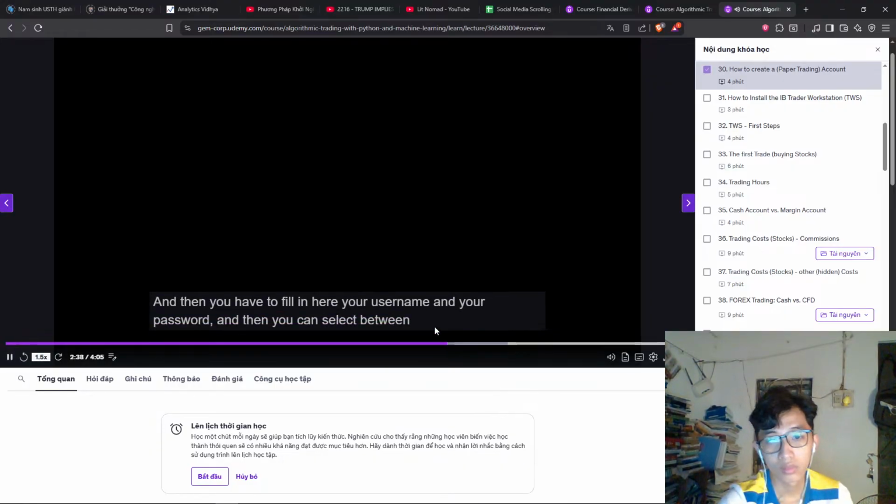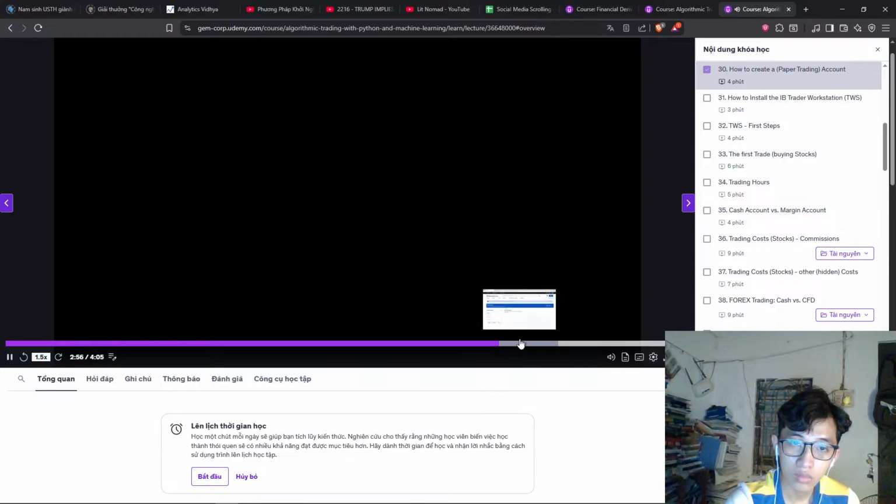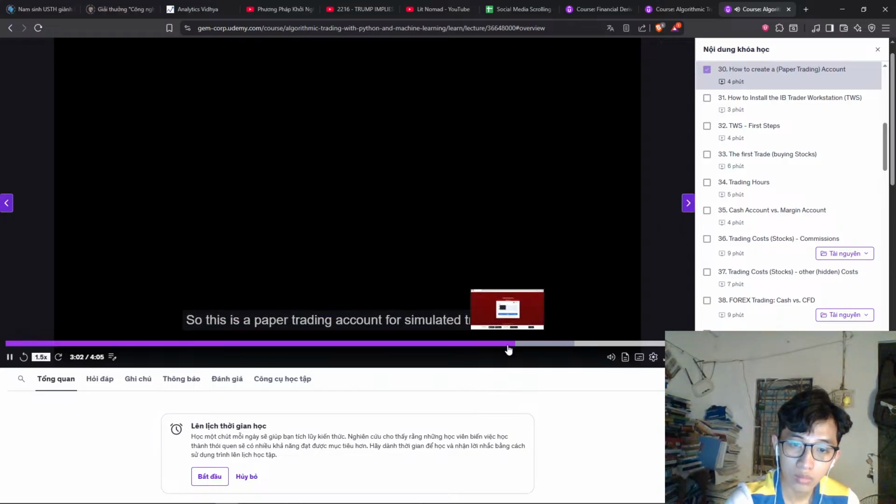Then you have to fill in here your username and your password, and then you can select between the live account and the paper trading account. So if you have both, you can select it here. But otherwise, for now, we should select the paper trading account. And then it says here that this is not a brokerage account, so this is a paper trading account.